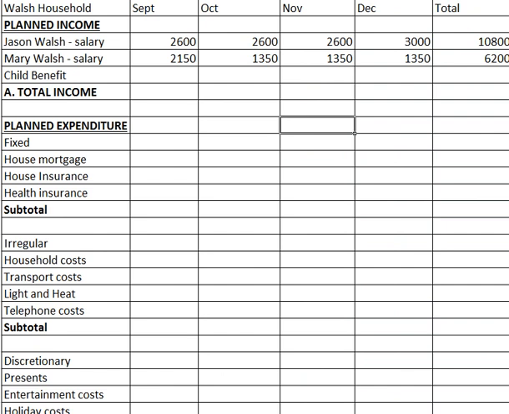They get child benefit, a form of social welfare because they have children, of $330 per month. 330, 330, 330. That gives a total of 1,320.